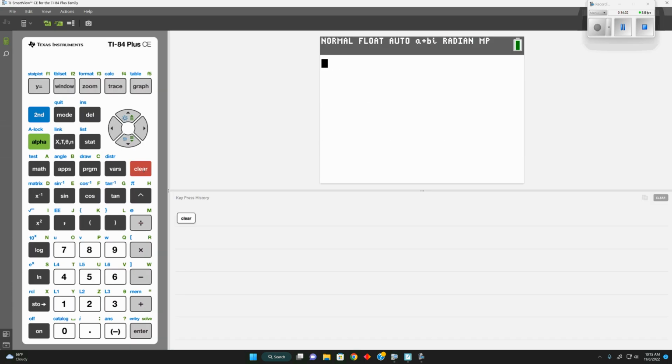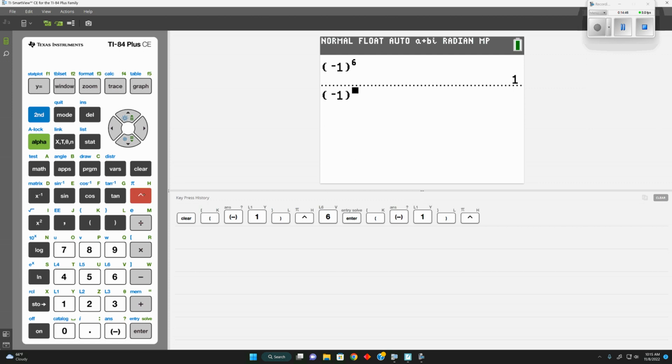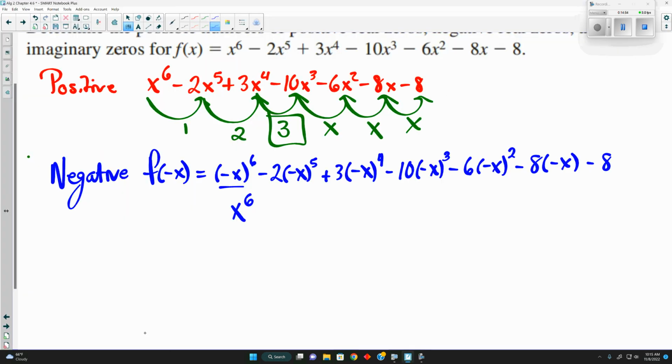So really what we're looking at is negative 1 to the 6th power, which is 1. So we have 1 times x to the 6th. Well, the next power is 5. So negative 1 to the 5th is negative, because anytime it's an even power, it's going to turn that negative positive. If it's an odd power, it's going to stay negative, yes?